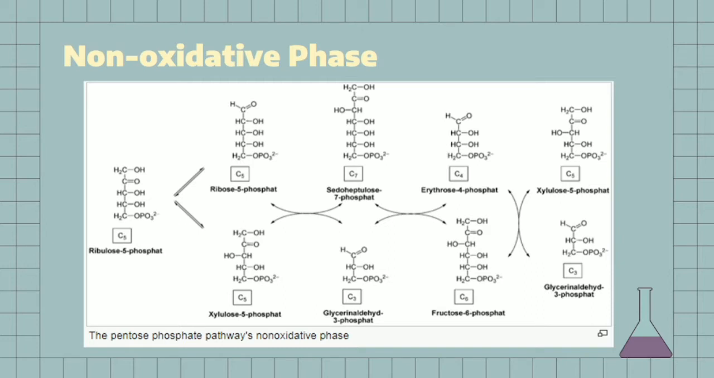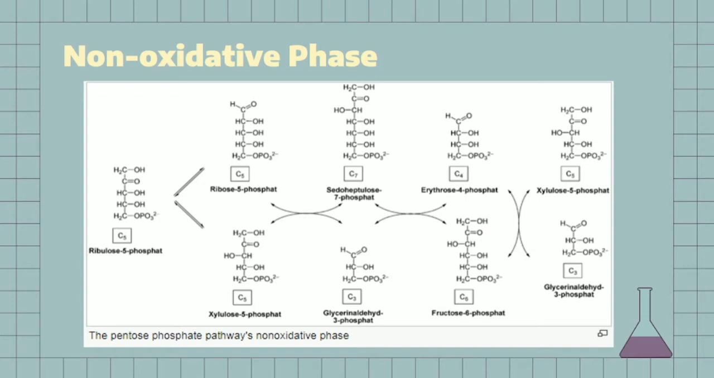The non-oxidative phase is also called the reversible second phase. During the non-oxidative phase, pentose phosphate is converted to intermediates of glycolysis. The non-oxidative phase of the pentose phosphate pathway is broken down into four steps: the first process, second process, third process, and the fourth process.